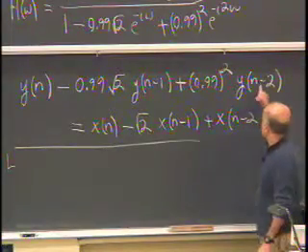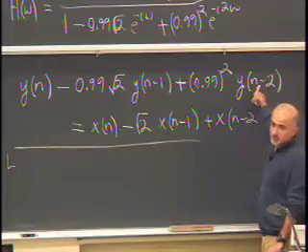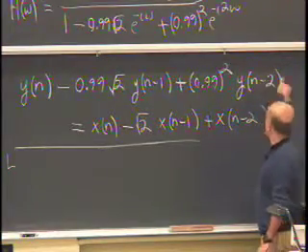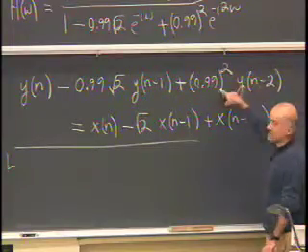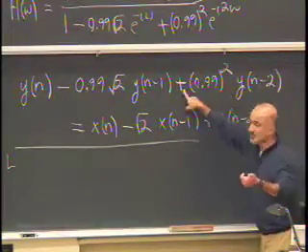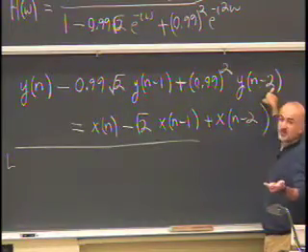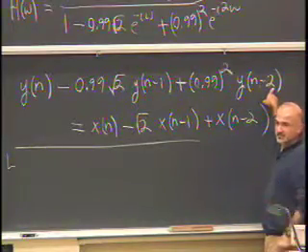Because higher order means delay, and delay means storage costs. Anytime you have one of these terms, if I had a y of n minus 3 term in here with its own coefficient, I would have had an adder, another multiplier, and another storage element. If you don't need it, why use it? That's the idea.